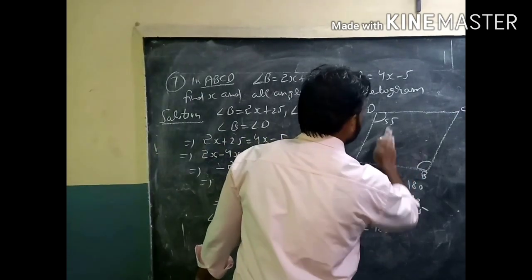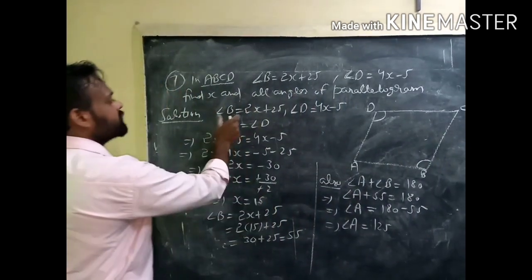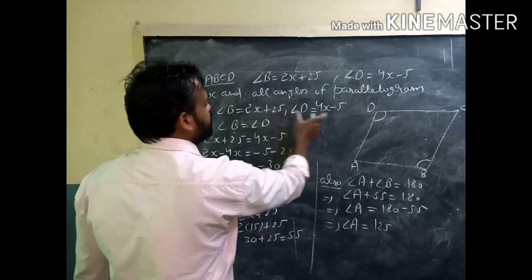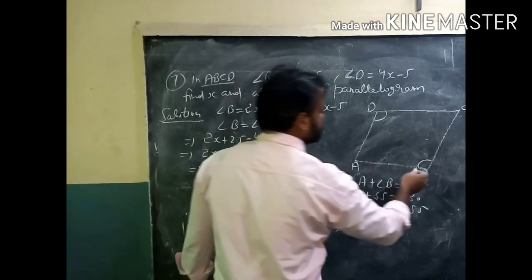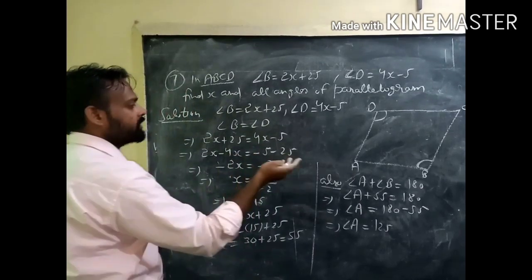So I had drawn this rough sketch also. You can see here this ABCD is a parallelogram. So angle B is given, that is 2x plus 25, and angle D is given, 4x minus 5. So this angle B and this angle D are given to us. So how can we solve this one?